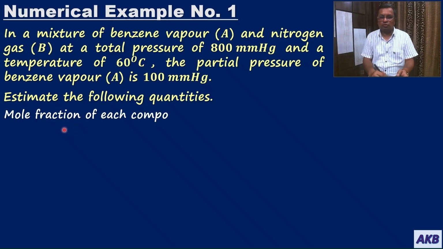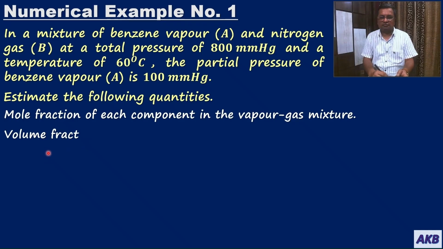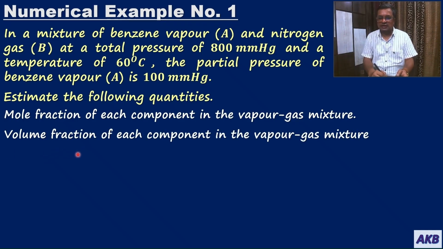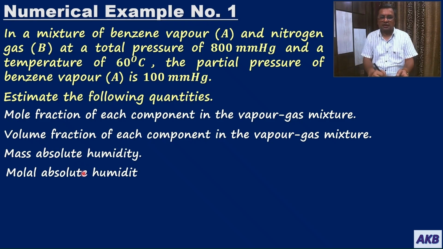First, we have to get the mole fraction of each component in the vapor gas mixture. Then we have to get the volume fraction of each component in the vapor gas mixture. We also have to get the mass absolute humidity for the vapor gas mixture. And finally, we have to get the molar absolute humidity for the vapor gas mixture. So we are supposed to find out these quantities based on the information that is given to us.